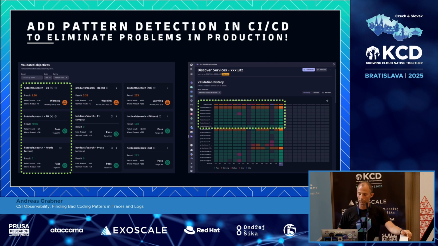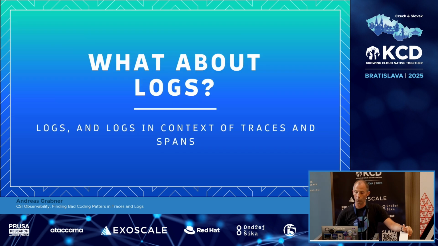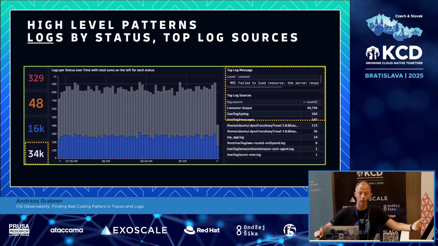Okay, good. This was a lot about traces. Quickly, what about logs? Log patterns that I see constantly: excessive logging, no good log level set. So you can see here, 34,000 logs with no log level. Right? That's not a good thing. You should think about it.